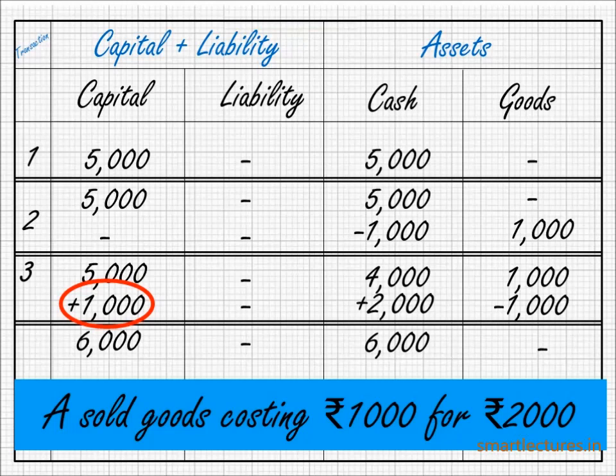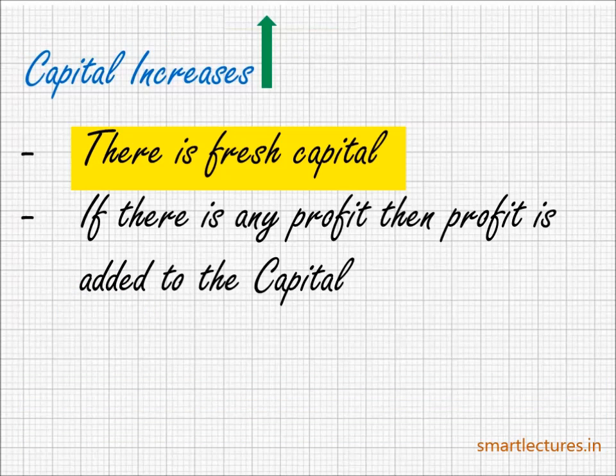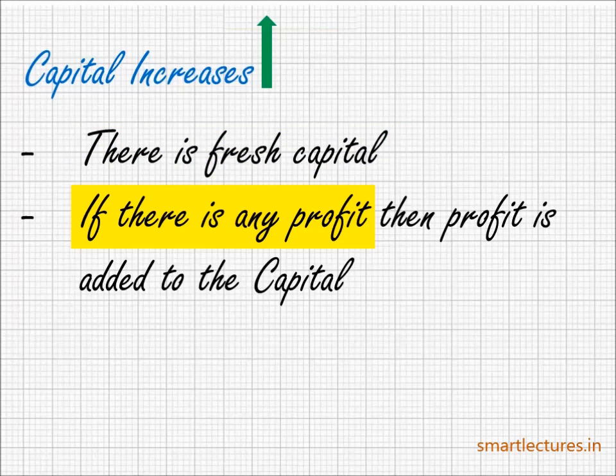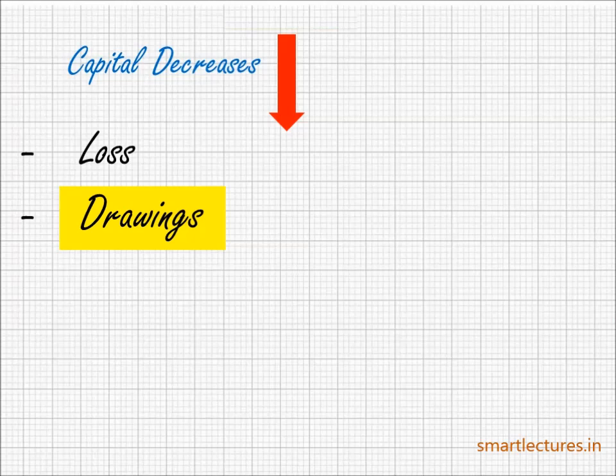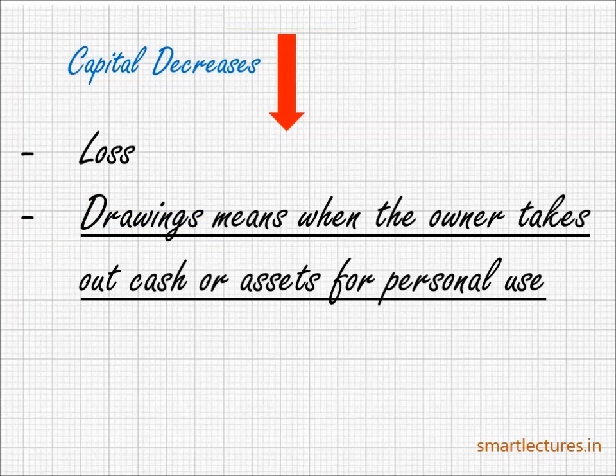So capital is increased only due to two situations. Either it should be fresh capital or it should be profit. In the same way, the capital can be decreased, can be reduced only due to two situations. Either there should be some loss or there should be some drawings. Drawings means when the owner takes out any cash or any asset of the firm for his personal use. That is called drawings.